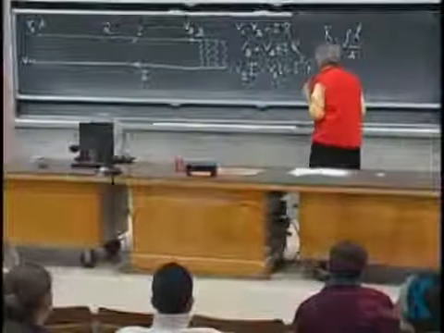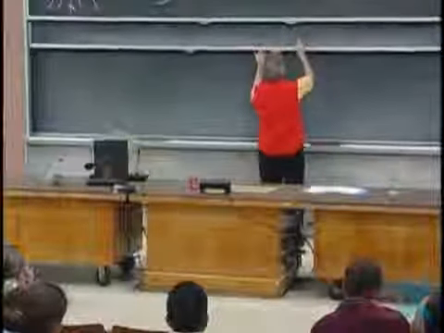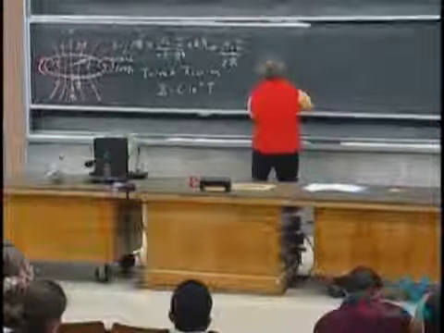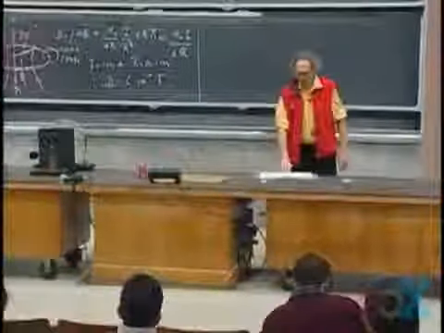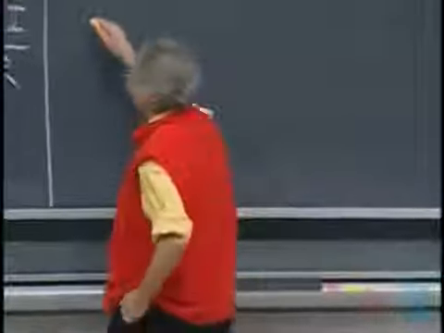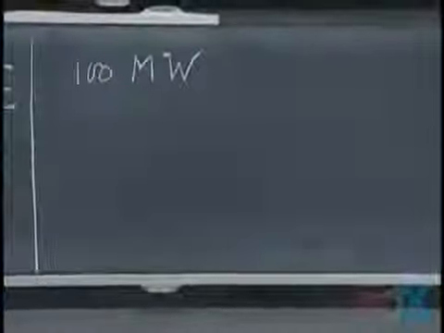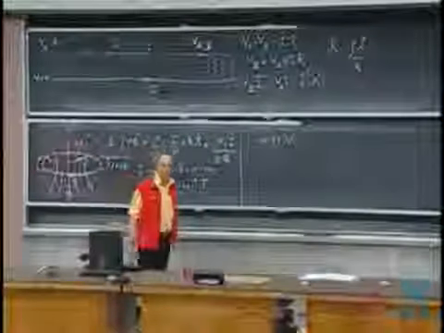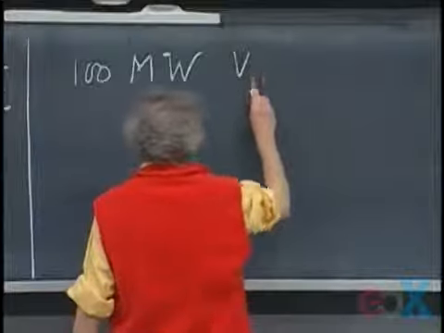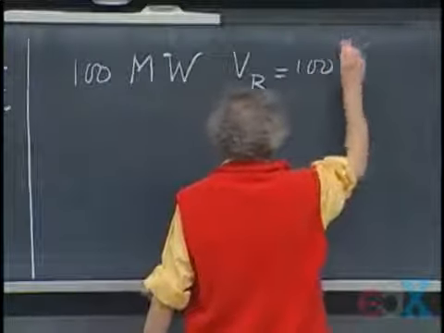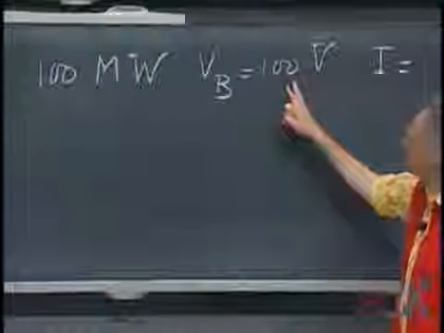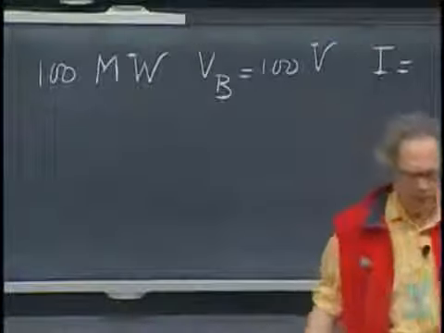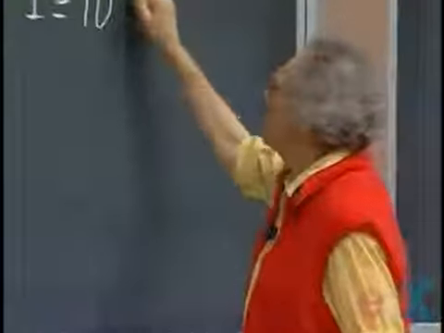Let's now look at the current. What can we do with the current? Suppose we consume 100 megawatts, not an unreasonable number. And just for the sake of argument, suppose at B the potential is 100 volts. So V of B is 100 volts. What now is the current? Well, current times potential gives me power. And so my current is now 1,000,000 amperes.